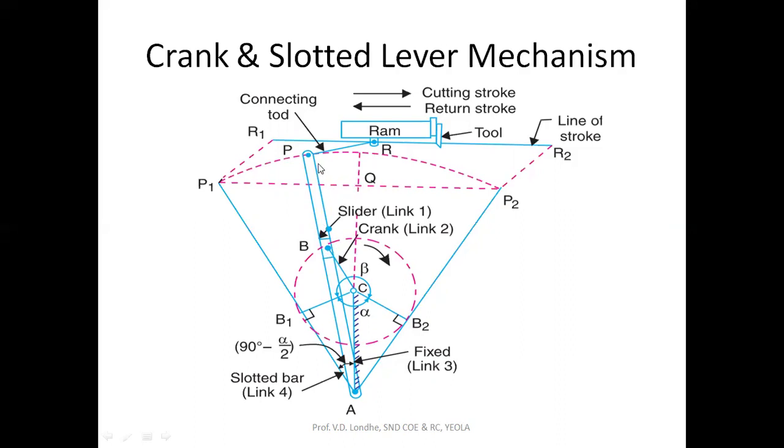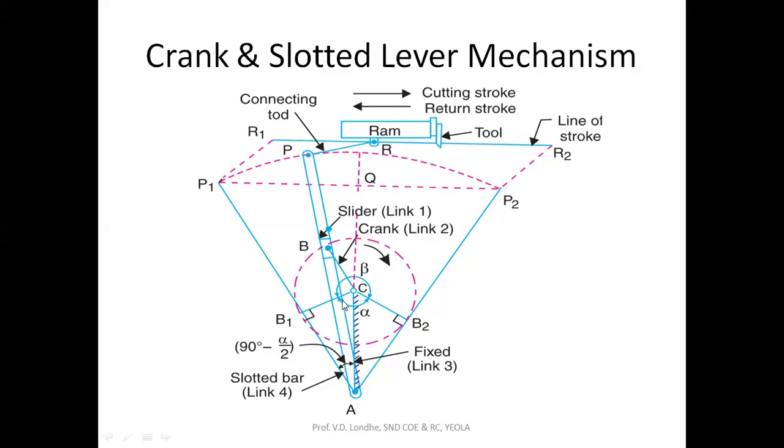To this slotted bar, this connecting rod and this ram to which tool is attached. So this line is called as line of stroke. So here, initially, when your crank is at position CB2, okay, or we can say when your crank is at position CB1, this slotted link bar, link number 4, it will be at position P1.